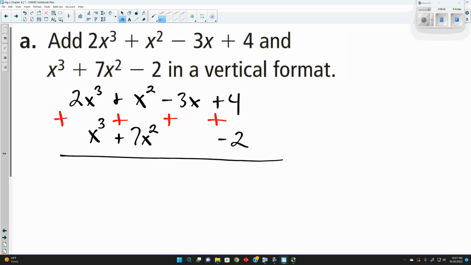Now, when we add these here, 2x cubed plus x cubed is 3x cubed. We can go to the next one. Yes, x squared plus 7x squared is 8x squared. Since we don't have anything to add to negative 3x, it's just going to be negative 3x. And lastly, 4 plus negative 2 is plus 2.